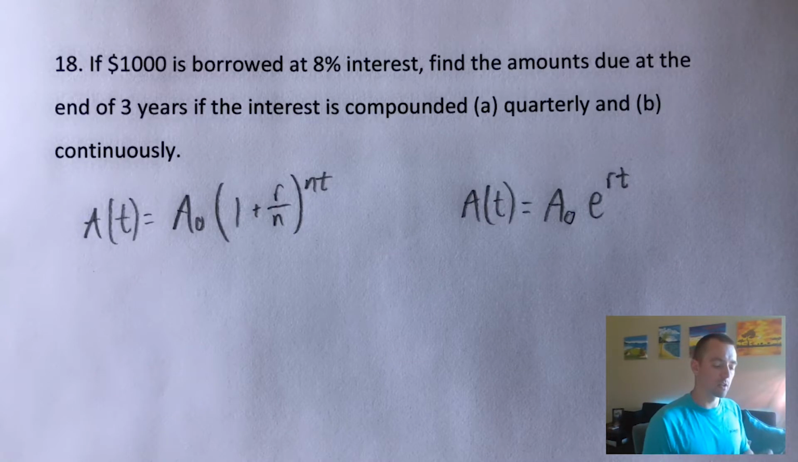T is going to be in years. T is a number of years. So obviously if we're trying to figure out the balance after 3 years that we have to pay back, the T that we're going to be using in this case is going to be 3.